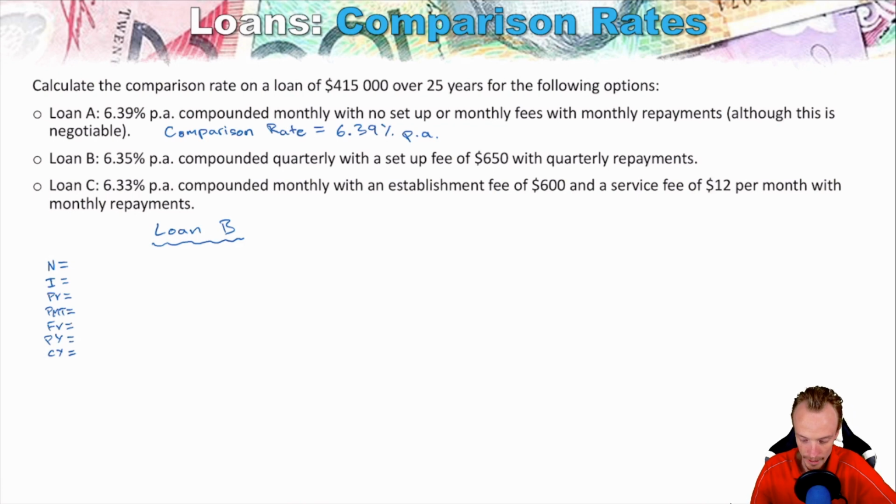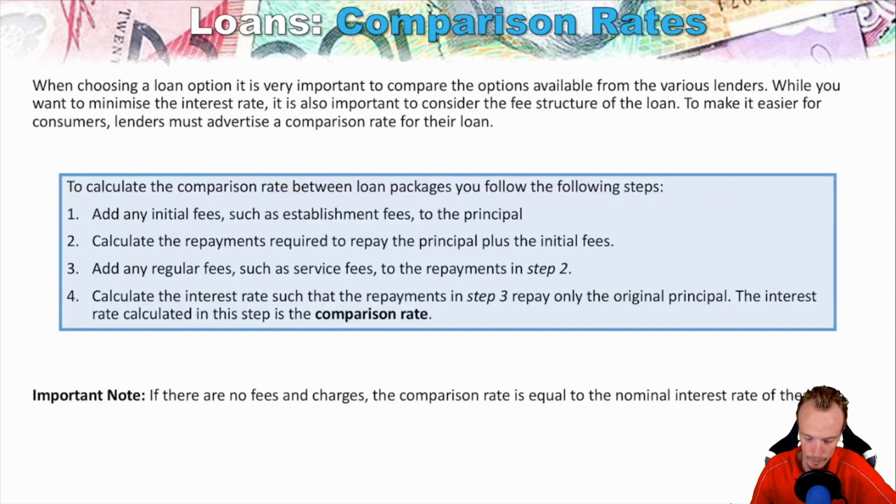So we're adding any initial fees, such as the setup fees, the $650, to the original loan. So essentially, our present value is going to be positive because we're taking it from the bank. It's going to be $415,000 plus the $650, so $415,650. Now we start working through this to calculate the PMT, which I think is what step 2 says.